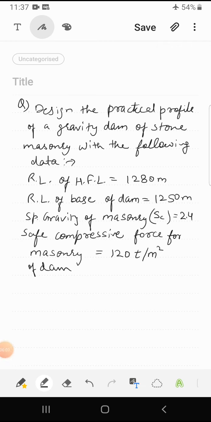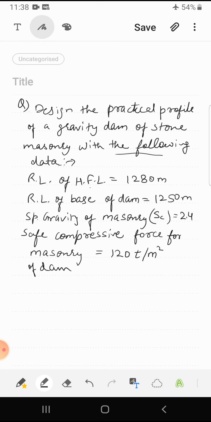Hello everyone. In the last video, we decided whether the dam is a low gravity dam or a high gravity dam. On this basis, now we are coming to a numerical. In this numerical, we will design a gravity dam. This is the numerical given. Design the practical profile of a gravity dam of stone masonry with the following data.